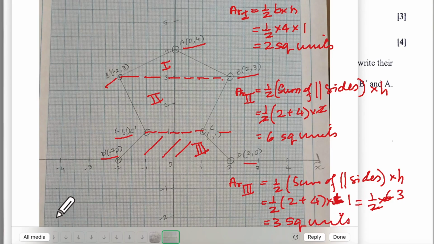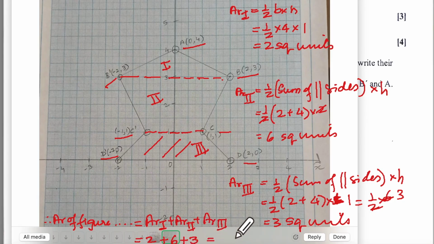Then below that, what you will say? Therefore, area of figure A, B, C, D and so on, is equal to area 1 plus area 2 plus area 3, which will be how much? 2 plus 6 plus 3, which is how much? 11 square units. 11 square units. All right. So this will be 1 mark for getting this right.